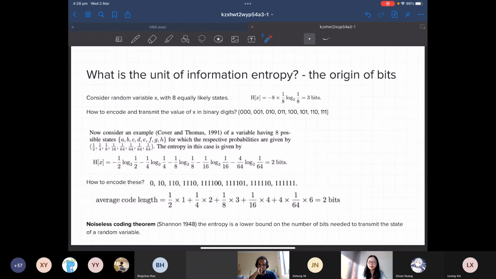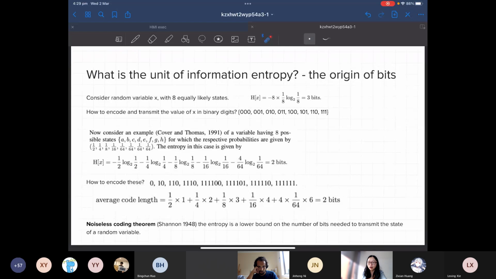So now consider the case where there are 8 possible states, but they are not equally likely. And the probability of each state looks like this. So what is the H(x) function now? We can just write it out and then compute the value. It says 2 bits. One observation is that when the distribution is not equal, the amount of surprise we actually get decreases.